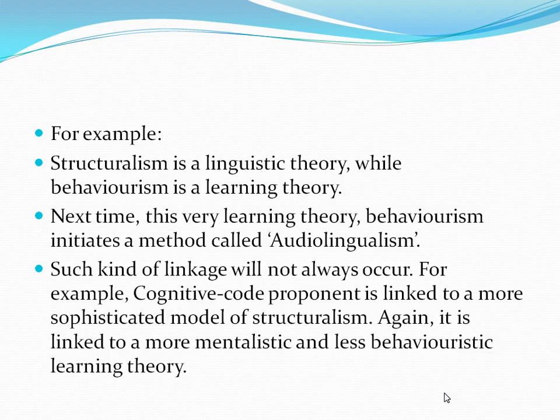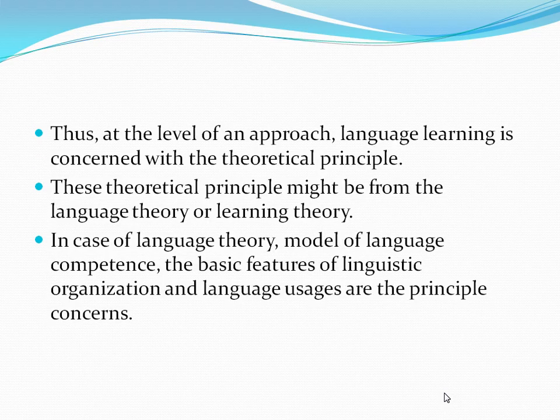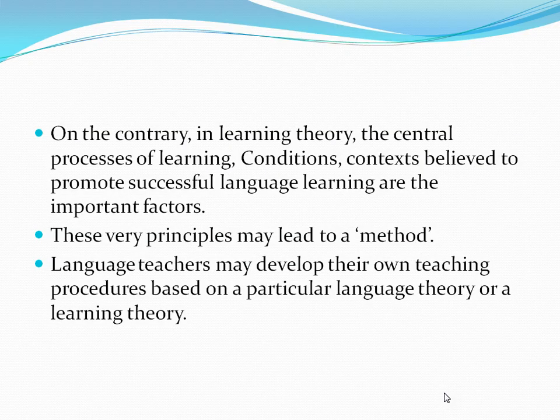Okay, so such kind of linkage will not always occur. For example, the cognitive code proponent is linked to a more sophisticated model of structuralism. Again, it is linked to a more mentalistic and less behavioristic learning theory. So these are the levels of an approach, learning theory, and concerned with the theoretical principles. In case of language theory, the model of language competence and the basic features of the linguistic organization and the language uses are the principal concerns.